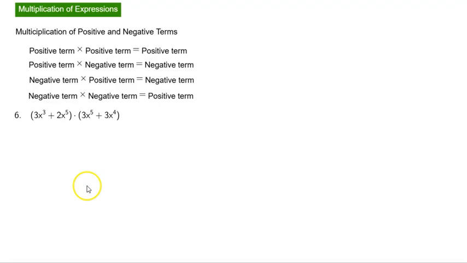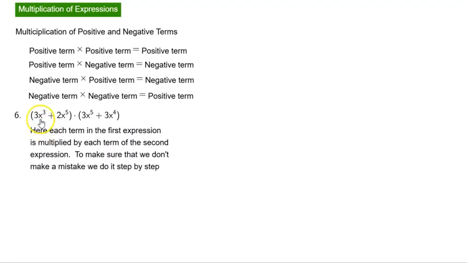We started off with a monomial times a monomial. Then we had monomial times a binomial. Now we have a binomial times binomial. So here, each term in the first expression is multiplied by each term of the second expression. So to make sure that we don't make a mistake, because we have to distribute each of these terms over these two, the chance of making a mistake is high. So let's take it step by step.